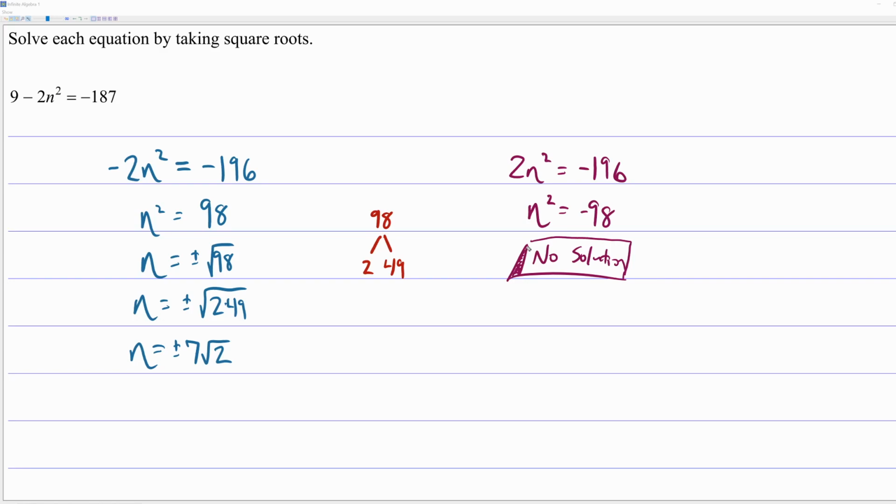When you get to Algebra 2, you'll learn about a different type of number, and actually this equation does have a couple of solutions, but you don't have to worry about that in an Algebra 1 class. Anyway, that's how you solve quadratics by taking square roots.